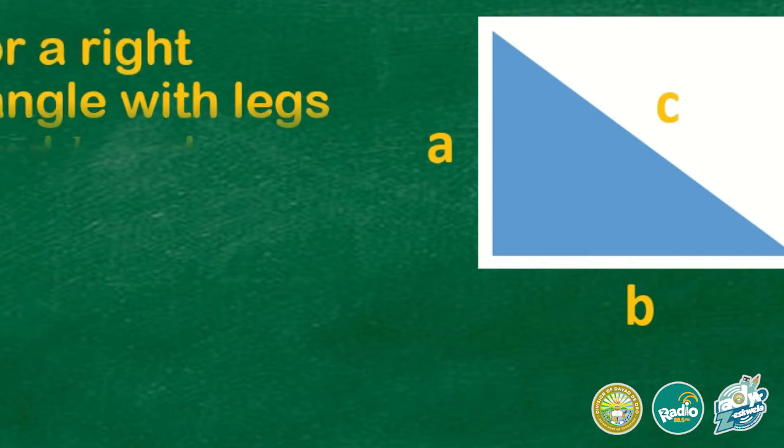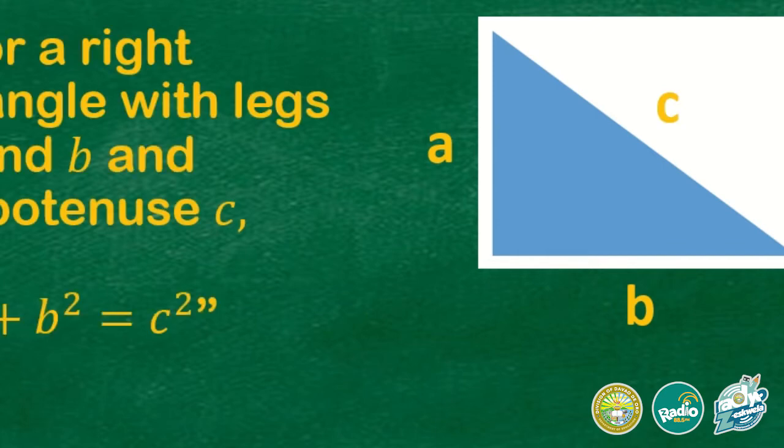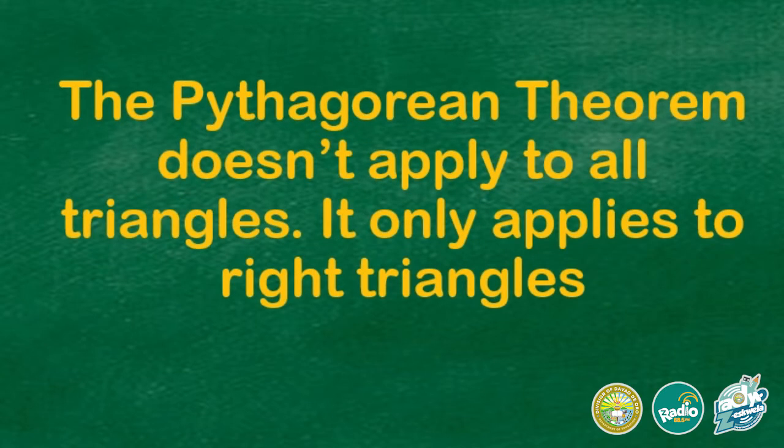To make it easier, let us state it this way. For a right triangle with legs a and b and hypotenuse c, a squared plus b squared equals c squared. As you can see from this definition, the Pythagorean theorem doesn't apply to all triangles. It only applies to right triangles.